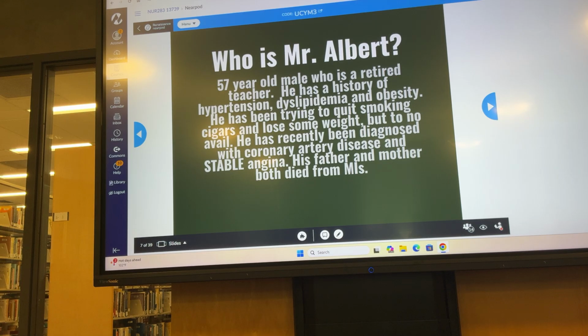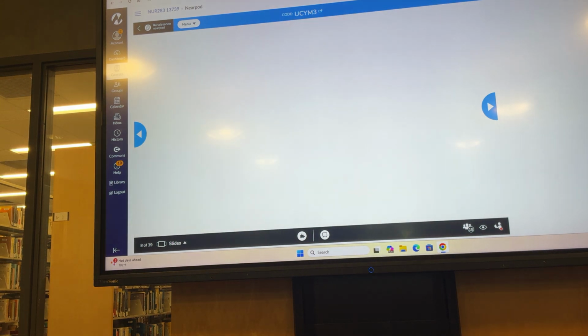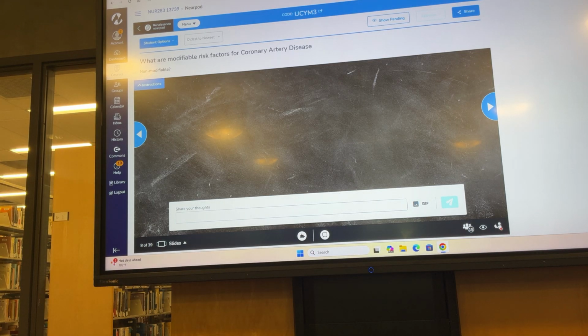Okay, so who is Mr. Albert? 57-year-old male who is a retired teacher. He has a history of hypertension, dyslipidemia, and obesity, okay? He's been trying to quit smoking cigars and lose some weight, but to no avail. He's failing. He has recently been diagnosed with coronary artery disease and stable, I've capitalized that, angina. His father and mother both died from MIs. Sad for him.